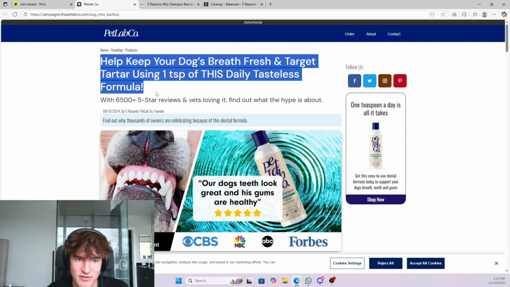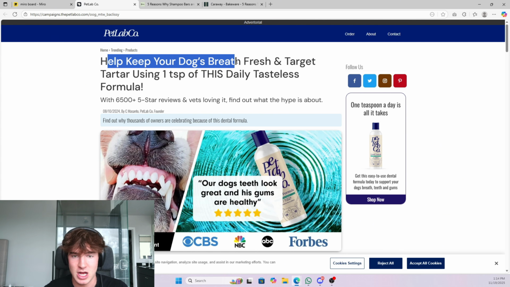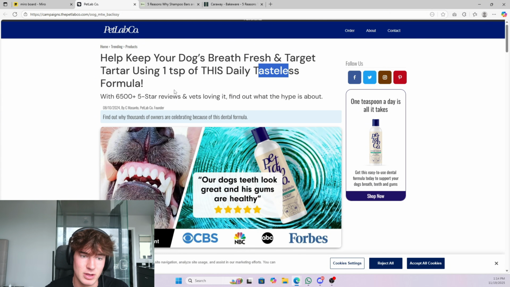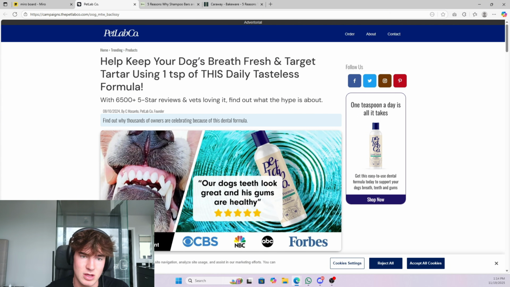So right here, you just have a really good headline: help keep your dog's breath fresh and target tartar using 1 teaspoon of this daily tasteless formula. So very good. All right, get rid of your dog's bad breath and tartar using only 1 teaspoon of this daily tasteless formula. All right, let me look a little bit more into this. And right down here, you already have social proof with 6,000 5-star reviews and vets loving it. Find out what the hype is about. So all right, this is getting you kind of interested.